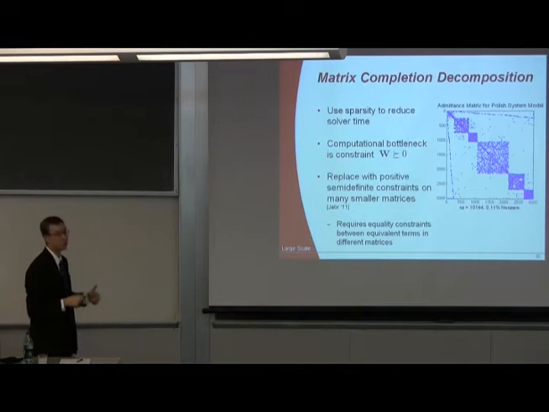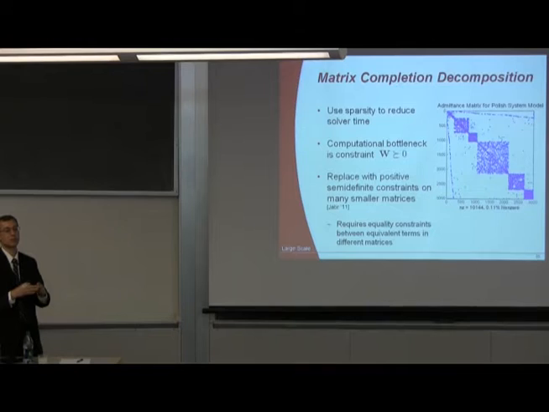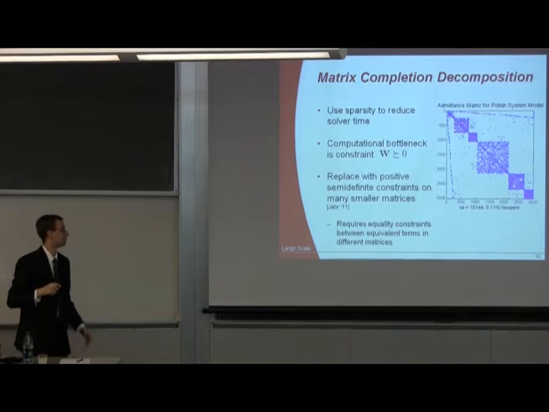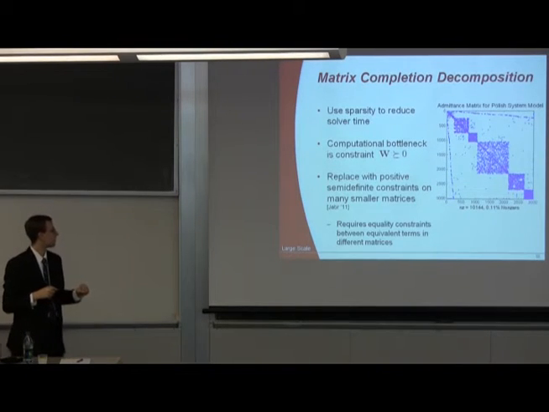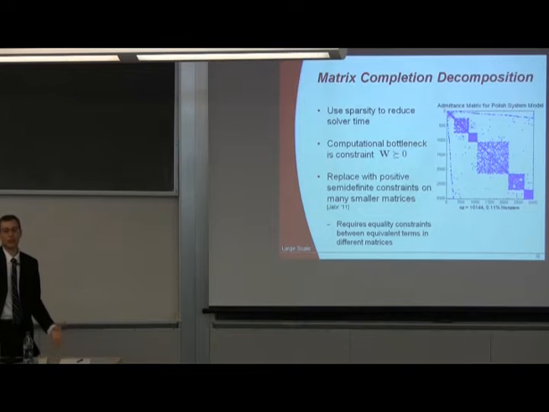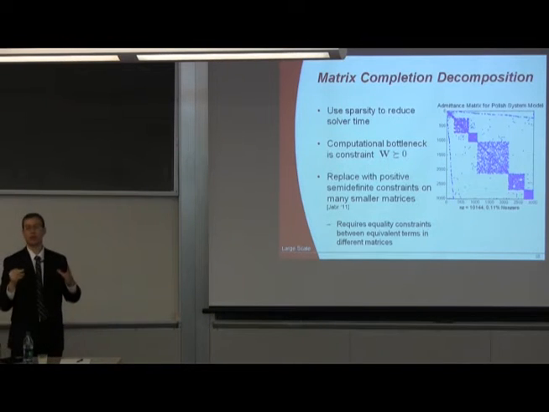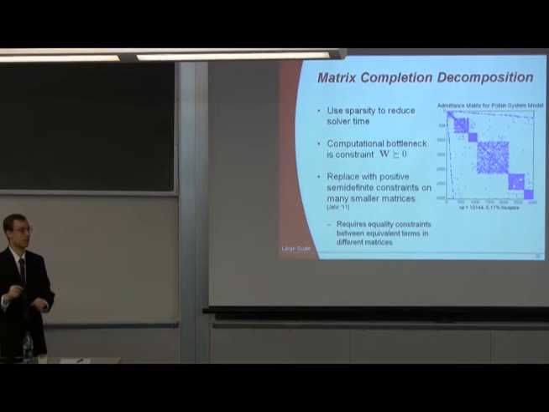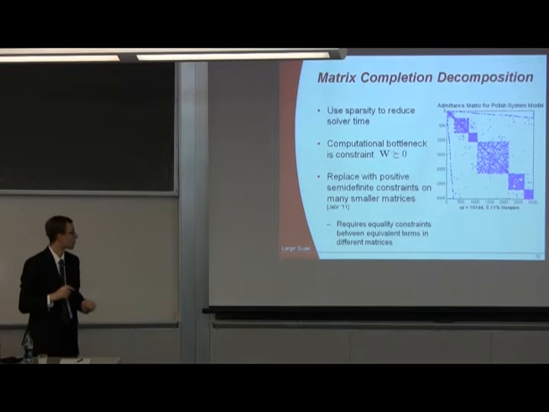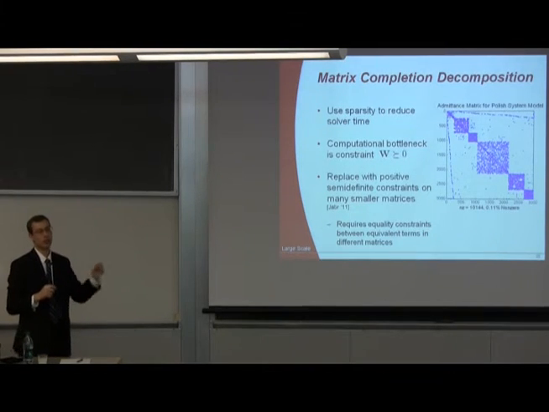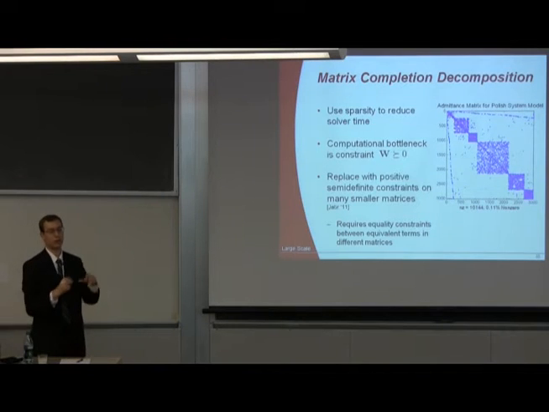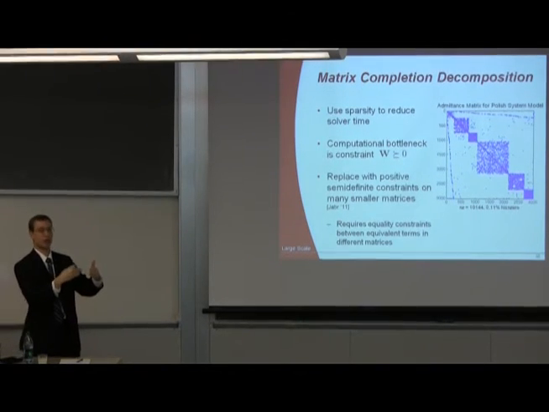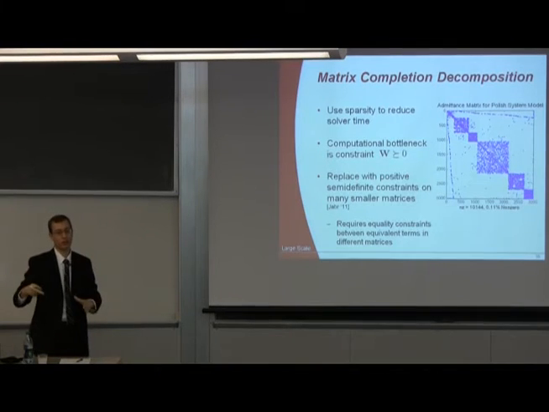Now, the computational bottleneck in our method in the semi-definite program is this positive semi-definite constraint. As the systems get larger and larger, we're constraining a bigger and bigger matrix to be positive semi-definite. That's what slows us down. Now, what the existing literature has done is replaced this large positive semi-definite constraint matrix. There's a method you can use to break it up into many small matrices and constrain each of the small matrices to be positive semi-definite, and that takes advantage of some of this sparsity. But the downside to that is you need equality constraints between these matrices. So there's a trade-off. You break it up into more matrices, you have to enforce terms that really refer to the same term in the big matrix to be equal.